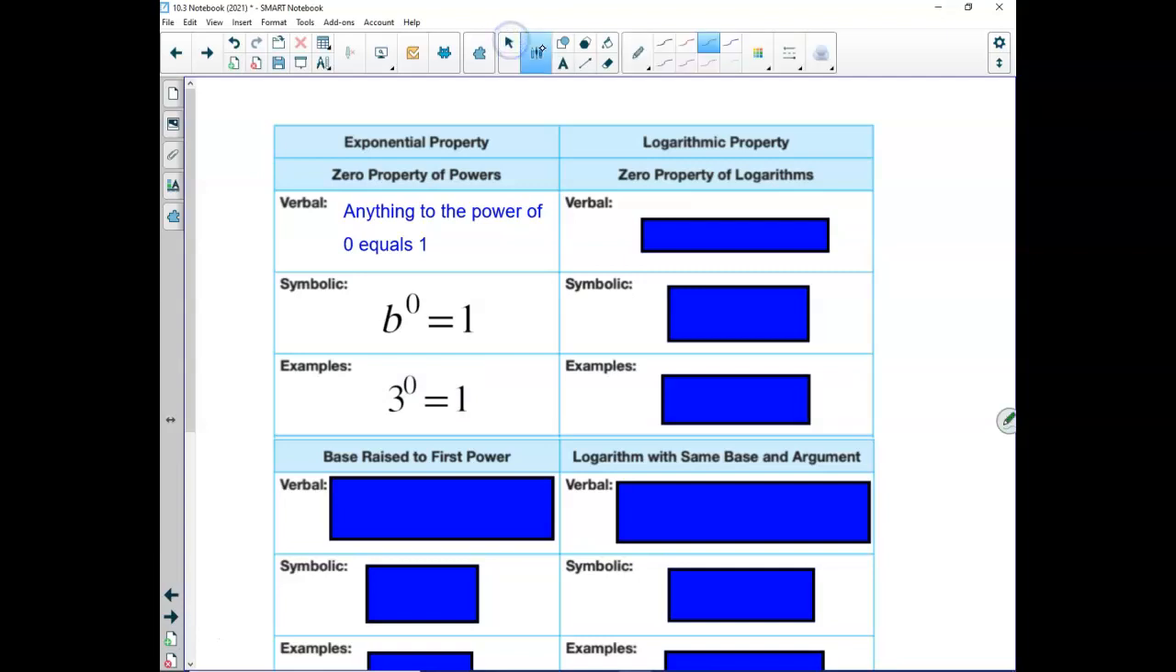Now, just remember, anything except 0 to the 0 is not 1. You won't run into that for a long time, but it's not 1.